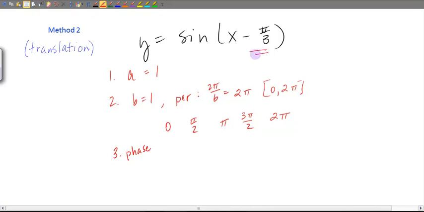The next thing we need to recognize is that we have a phase shift. That's what this value is inside of here. That tells me I'm going to be moving in the direction opposite of this symbol. So instead of subtracting pi over 3, I'm going to be adding pi over 3 to each of these interval values I just made up. So we're going to say plus pi over 3 to all 5 numbers.